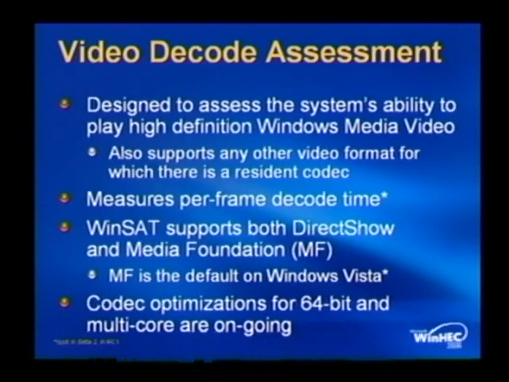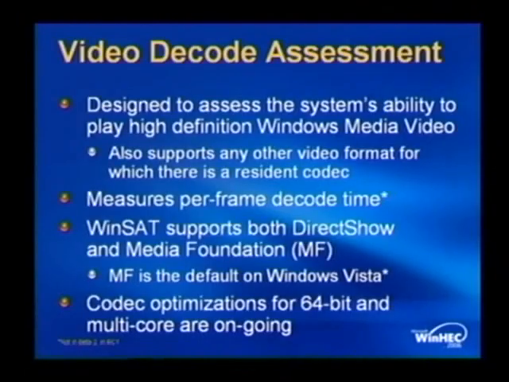The video decode assessment is a very interesting part of WinSAT. It's designed to help judge how well a system can play back a particular video clip. And again, this is not a synthetic test. WinSAT can play any video clip and run it completely through the appropriate pipeline, either the DShow pipeline or the Media Foundation pipeline. WinSAT can measure the performance of MPEG-2 playback, Windows Media Video playback, H.264 playback. And the other nice thing that you'll see in RC1, and I'll talk about this again in a little bit more detail, is per frame decode times and some other interesting metrics about video playback.